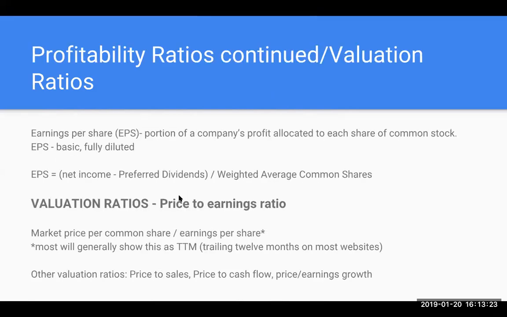That's really a lot of the greater focus of these. The last one we're going to look at is what we call a valuation ratio. We're going to look at the market price per common share and divide that by earnings per share. This is an interesting one because it tells us how many years of earnings it will take a company to earn back its stock price. There are some other valuation ratios out there, which are price to sales, price to cash flow, and price to earnings growth. Again, there are limitless analytical tools we can use. We're only covering a few of these in this lecture.